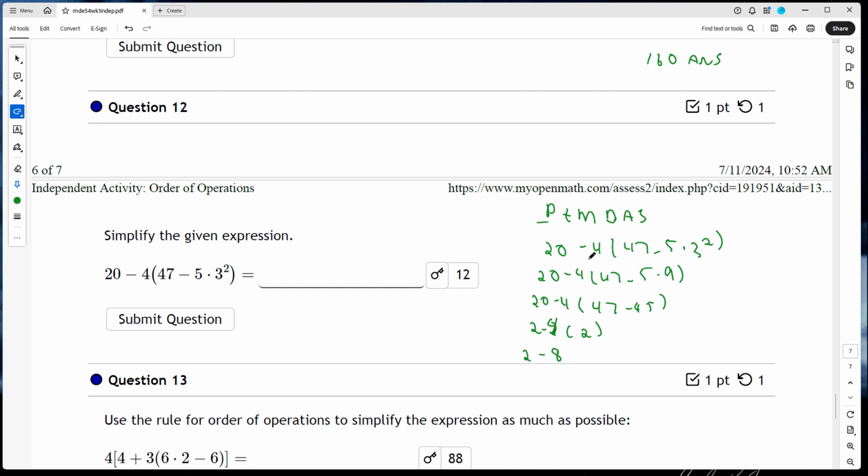Let's see here. Did I copy something wrong? Let's find out. So it's 9. It's 2. And I have 2 times... Oh, that's a 20. Here. So 20 minus 8, which is 12. And that's my final answer. And that was number 12.